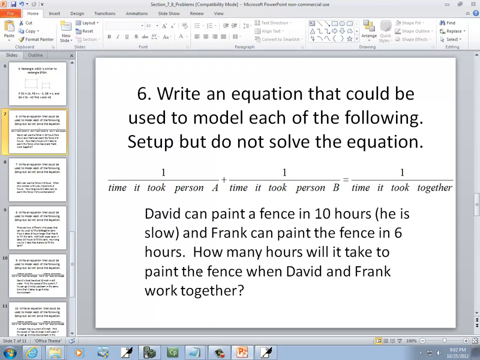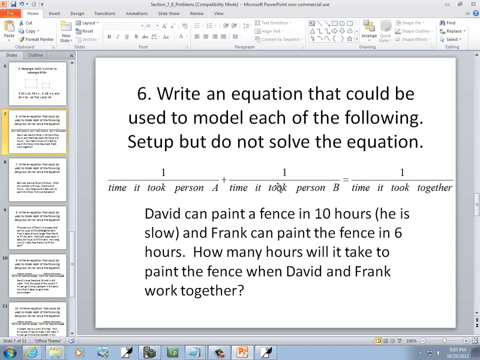Now, here's a shared work problem. And let's talk a little bit about that. It says write an equation that can be used to model each of the following. Set up but do not solve the equation. Now, shared work goes like this. You put 1 over the time it took person A plus 1 over the time it took person B equals 1 over the time it took together.